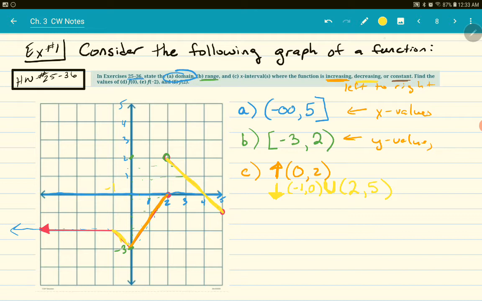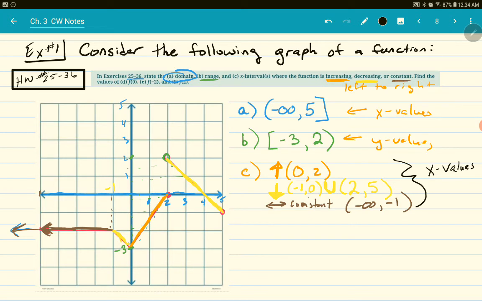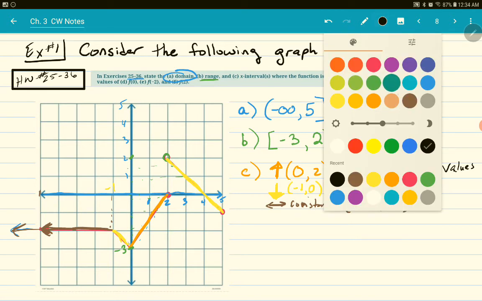And then constant is in brown, so that is a horizontal line. There's no change. The x values for where it's constant are right here. Those x values are from negative infinity, right? Because this has an arrow, so it actually goes on forever. So negative infinity to, it looks like it stops at -1. All right, so those are my intervals. And again, those intervals are always expressed with the x values. That's the independent variable.